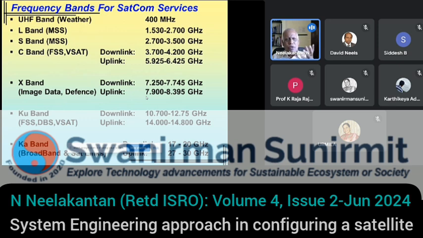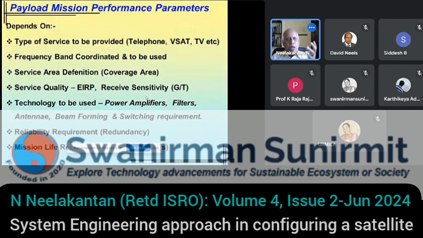The various frequencies from UHF to Ka band are used. Ka band is 400 MHz to 330 GHz. And the payload performance parameters are defined by the type of service to be provided, like telephone service or data service or TV service, and what frequency is coordinated through the ITU. And the service area definition, we have India coverage beams, we have India plus the island coverage, we have the entire Asian coverage, we have the global coverage, all these things.